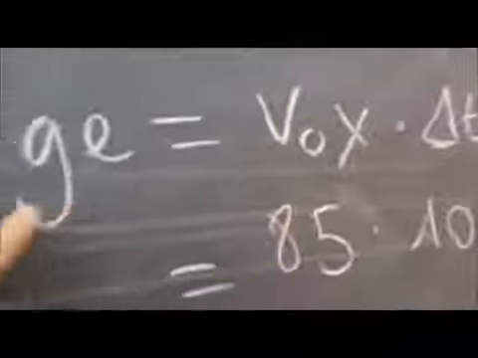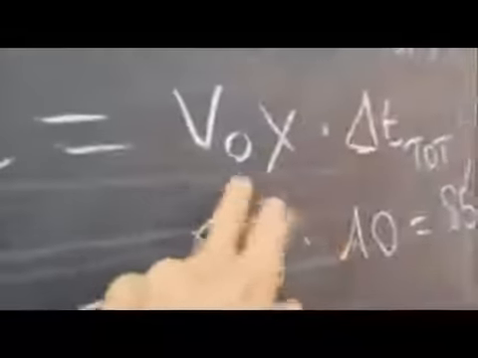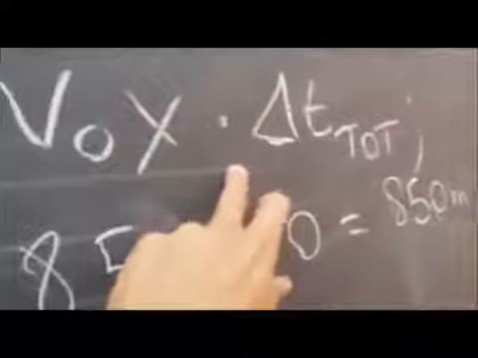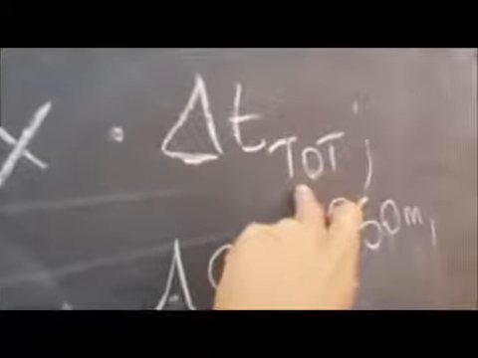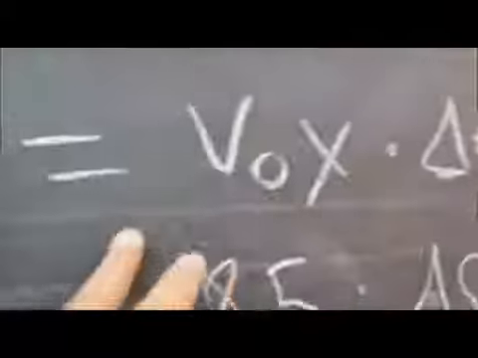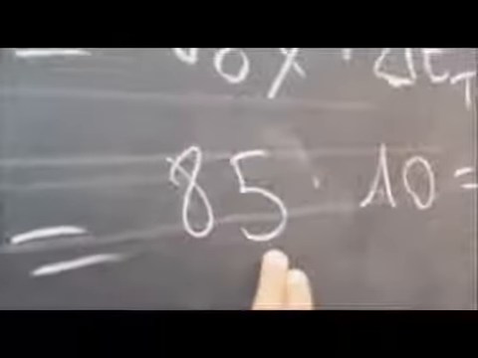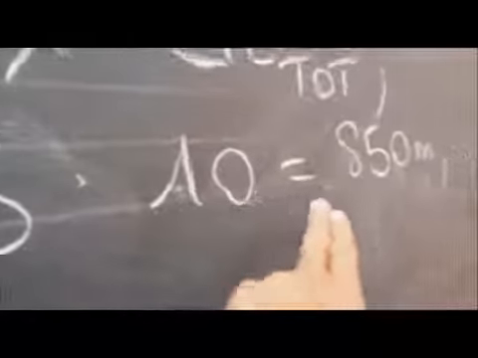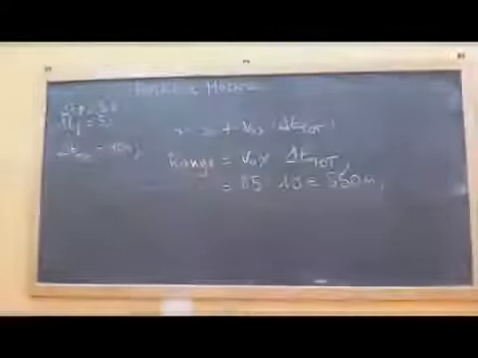So what we need to do is multiply the horizontal component of the initial velocity times the total amount of time that the bullet is moving, which means 85 meters per second times 10 seconds is equal to 850 meters, which is the range of the bullet.